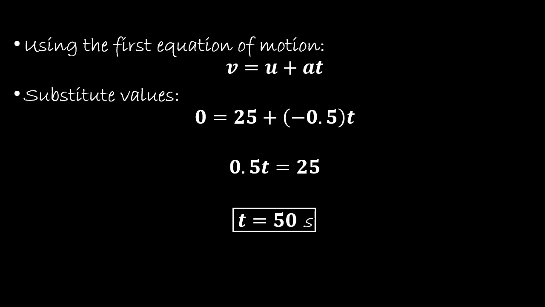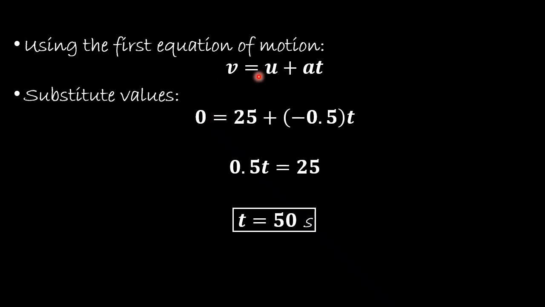So we move on. Since you are finding the time required for it to stop, that means if it stops, there is no velocity. That means our final velocity is 0, because when it's at rest, there will be no velocity. That will make our v to be 0.